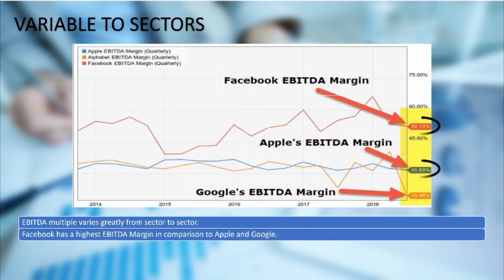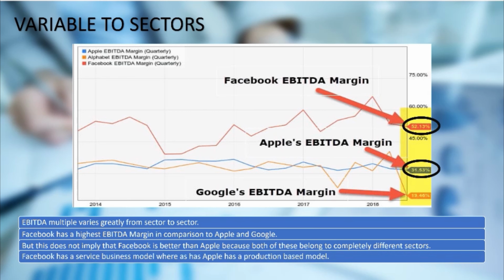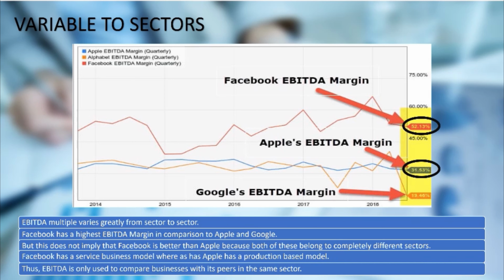Here Facebook has the highest EBITDA margin in comparison to Apple and Google, but this does not imply that Facebook is better than Apple because both of them belong to completely different sectors. Facebook has a service business model, whereas Apple has a production-based model. Thus, EBITDA is only used to compare businesses with their peers in the same sector.